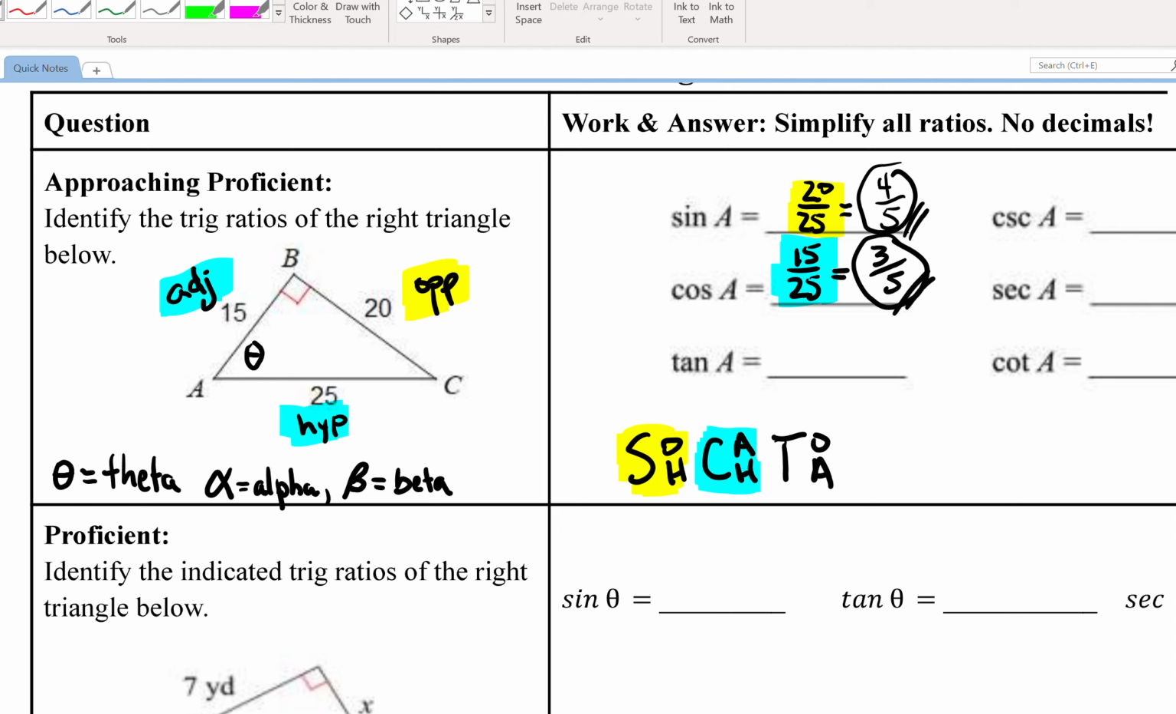Now the tangent of A, TOA, is O, the opposite, over the adjacent. And so we've got 20 over 15. And both of those, again, are divisible by 5. And so that would be 4/3. And that would be the simplified ratio.